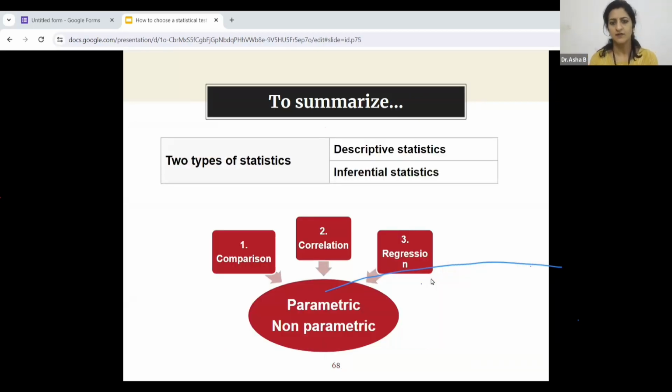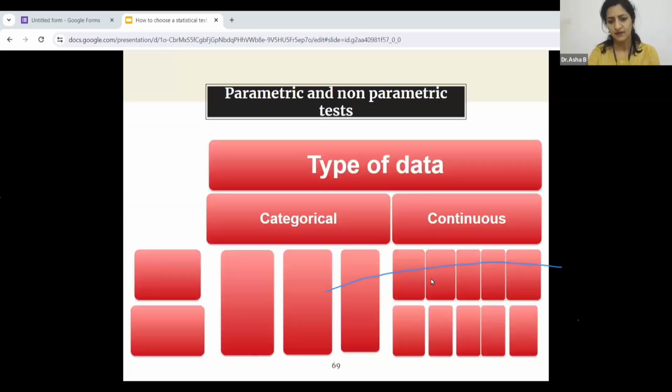As I said, descriptive or inferential statistics. Again, in inferential statistics, there are 3 types: comparison test, correlation test, and regression test. Based on the data distribution, they can be classified into parametric and non-parametric tests. There are many tests, again, under comparison tests. It can be 1 sample, 2 sample, paired, ANOVA, and repeated measures.